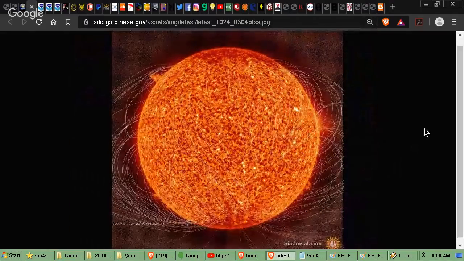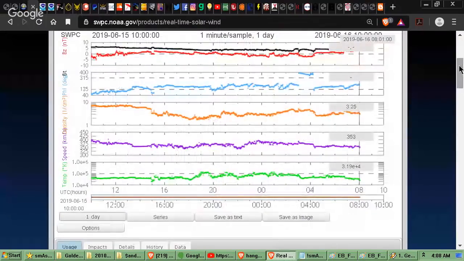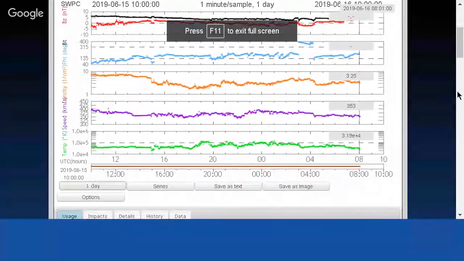There are your potential field force lines. So a little complexity up by that filament, but otherwise, talk about low levels of solar activity. 10.7 centimeter radio flux back down to 67.